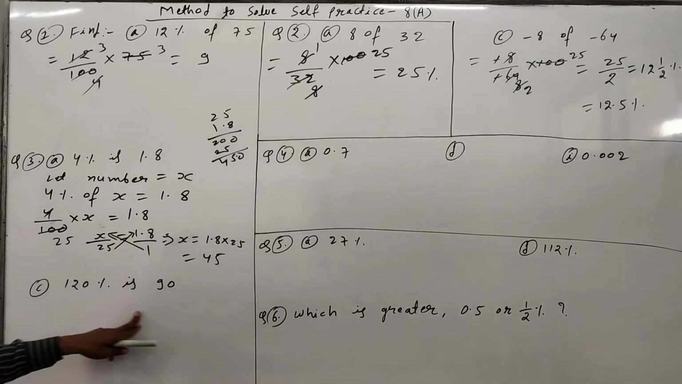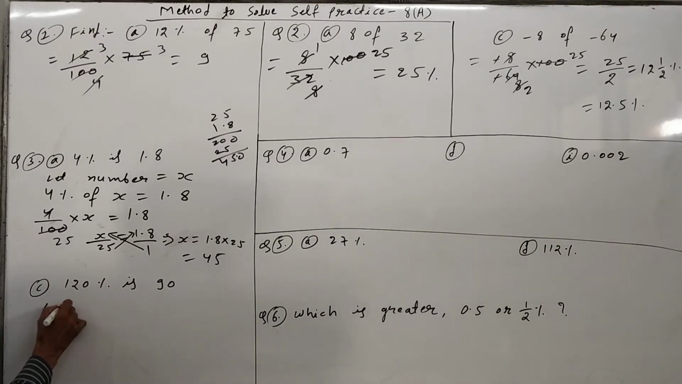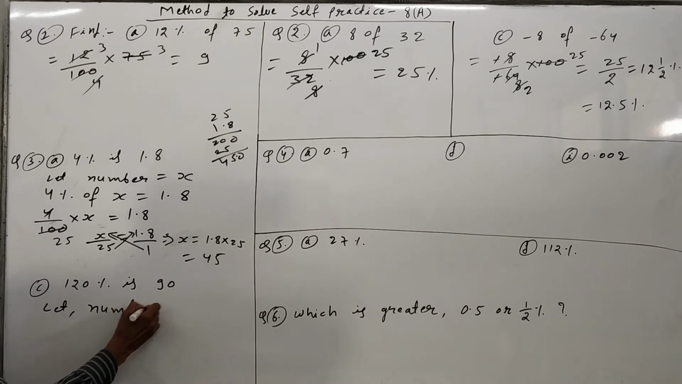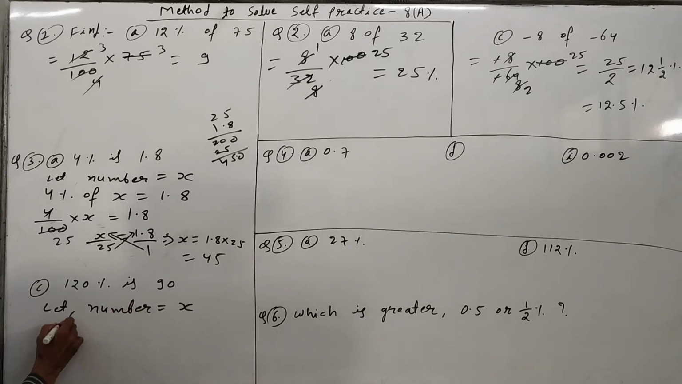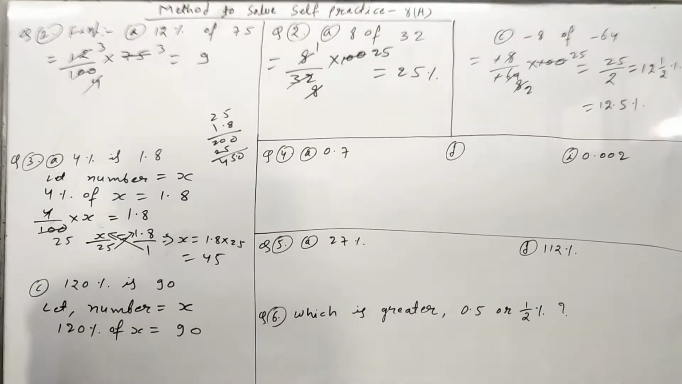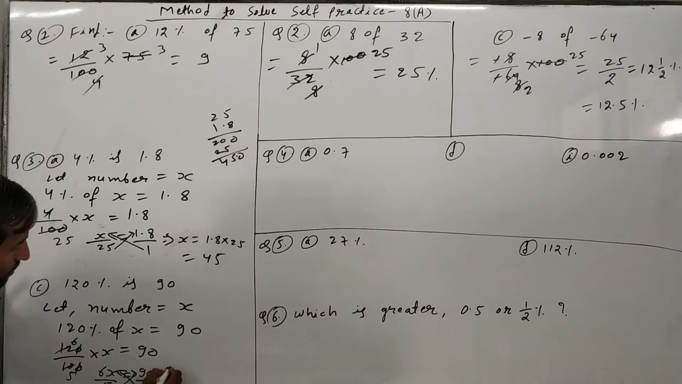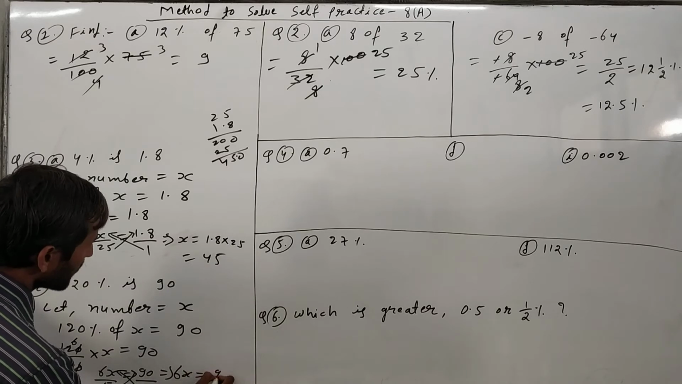Now we have to do question number 3 part C. In this also we suppose the number is equal to x. So 120% of x is equal to 90. We have to find the value of x. Now 120 upon 100 into x is equal to 90. Now the 0s will cancel. You can cancel by the 2 table also, 6 2s are 12 and 5 2s are 10. Then it will come 6x upon 5 is equal to 90 upon 1. Now cross multiply here. So it will come 6x is equal to 90 into 5.